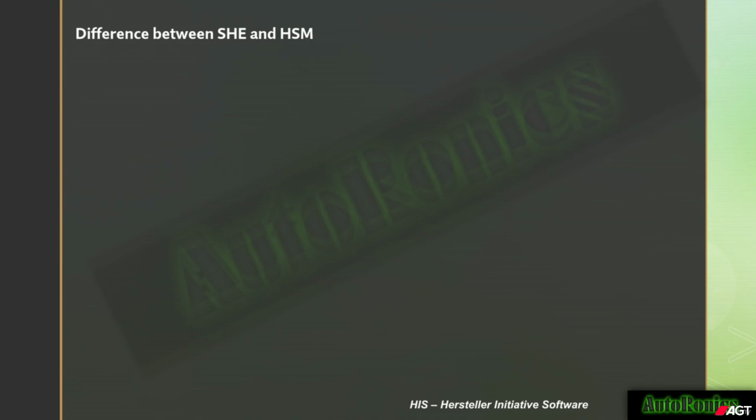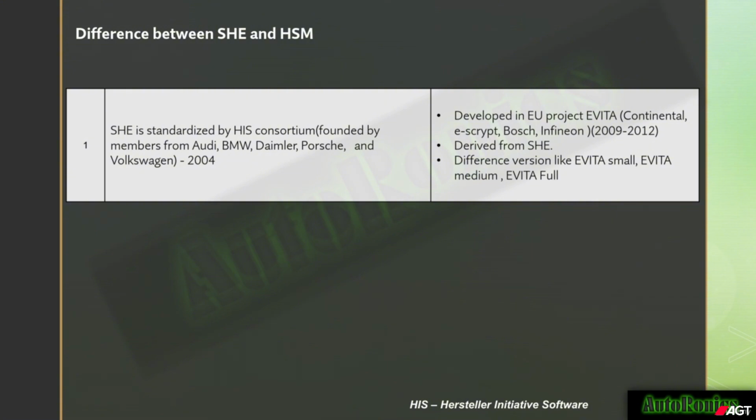Let's see the difference between SHE and HSM. So what is meant by SHE? SHE is nothing but Secure Hardware Extension, whereas HSM stands for Hardware Security Module.